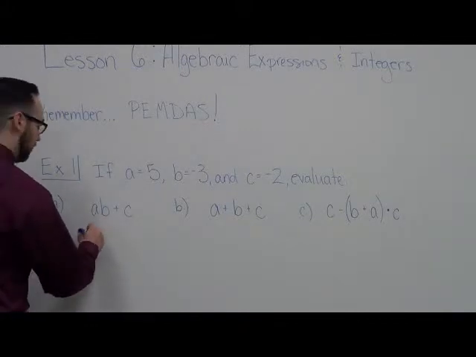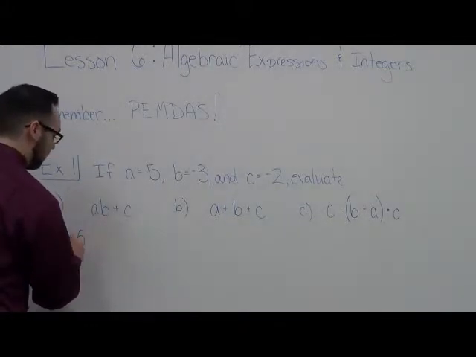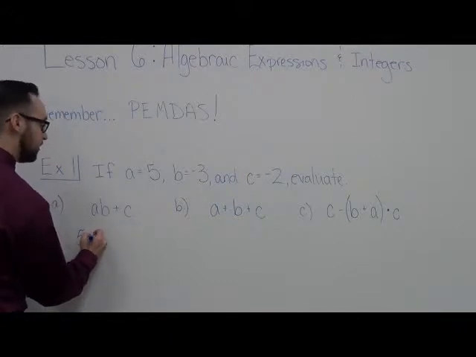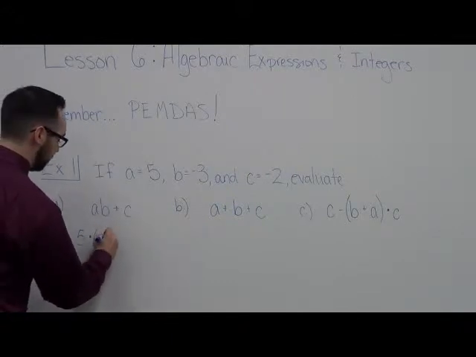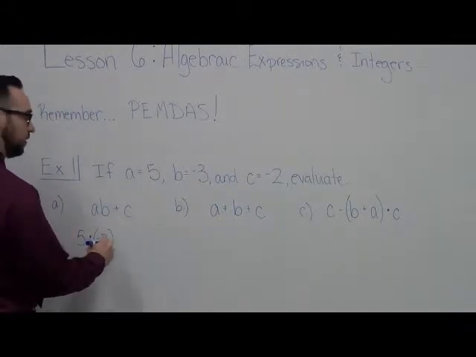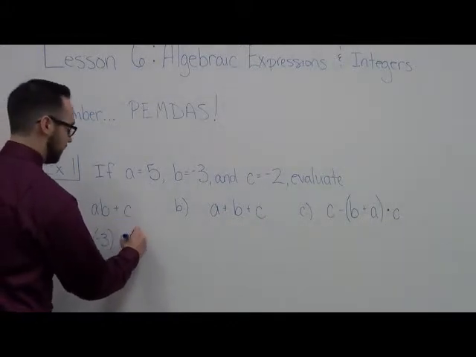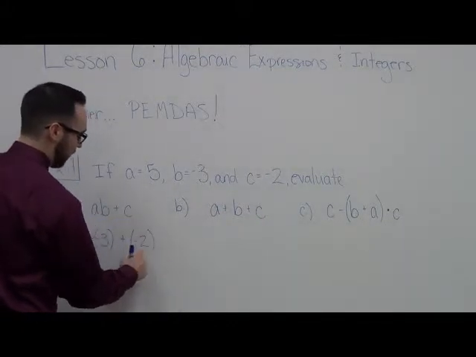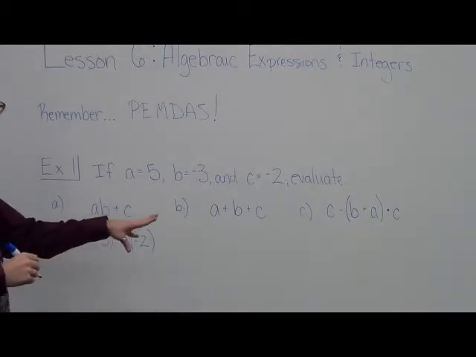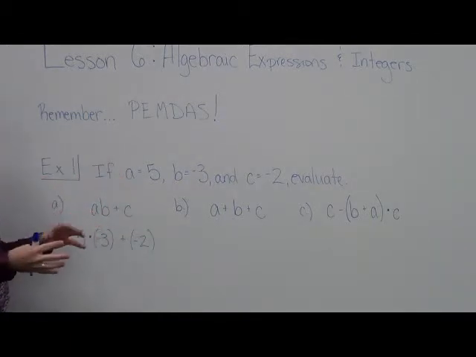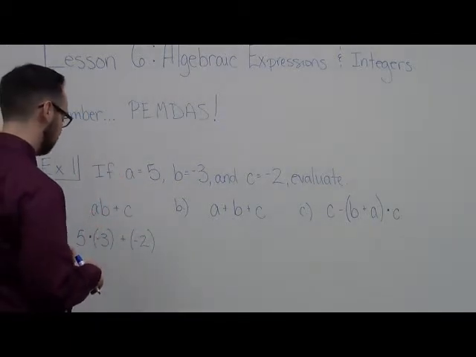So this means really we're going to have 5 times, and then B is -3. So we're going to have 5 times -3 plus, and then C is a -2. And I usually put parentheses around things as I substitute them in just to keep everything separate. You don't have to do that, but you can.